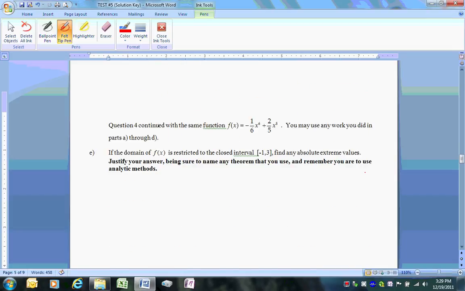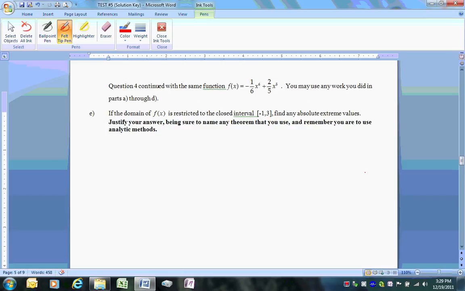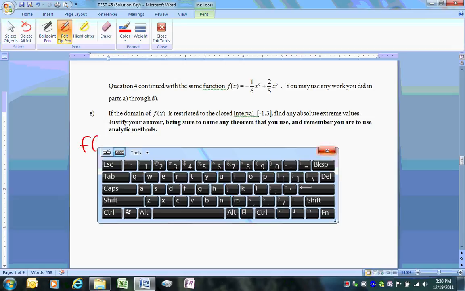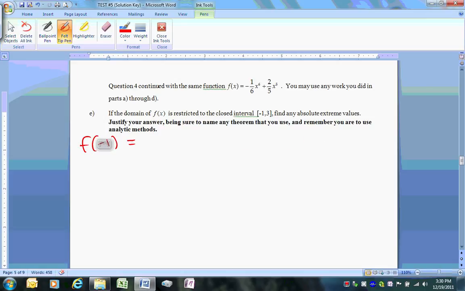Okay, and then lastly, for part E, you're asked to find absolute extreme values in the closed interval from -1 to 3. Well, we already know that we have a local max at x equals 2. So let's figure out what the y values are at -1 and 3. If you plug in -1 to your function, you should get negative 0.567. And if you plug in 3, you should get negative 24.3.